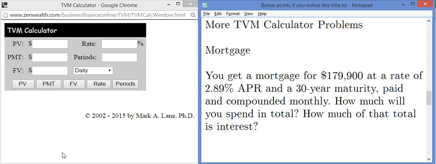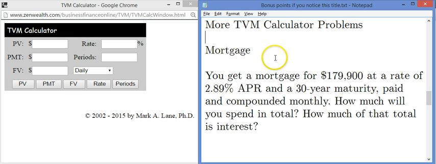I'm a high school math teacher, and we're going to look at some more TVM, time value of money calculator problems. I'm using this one here from zenwealth.com, business finance online. There are a bunch of them online. This one uses an annual percentage rate in the rate spot. Some of them will use the period rate, and they're usually pretty clear about what they're doing.